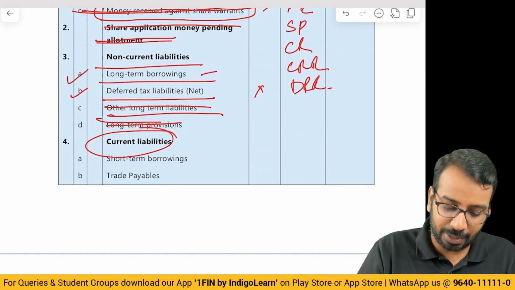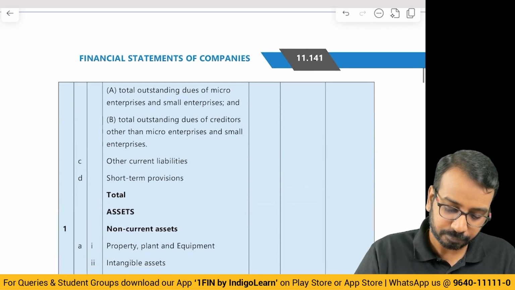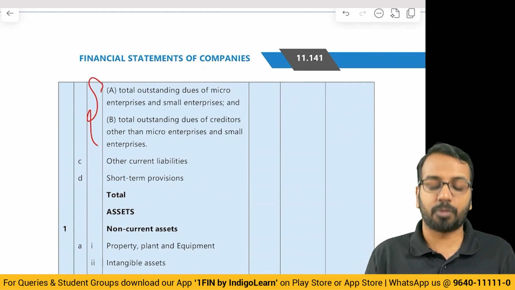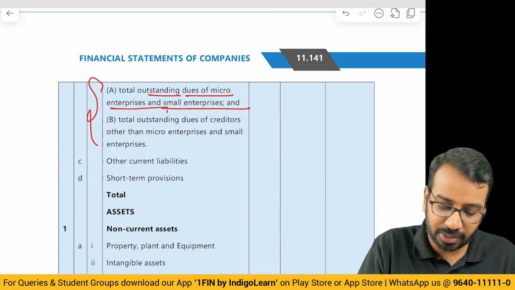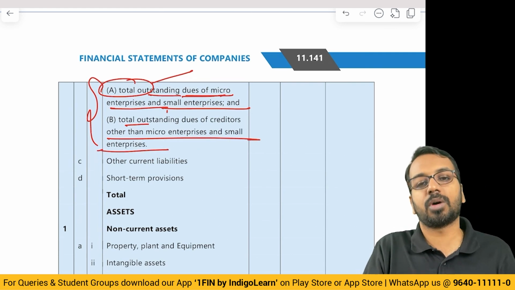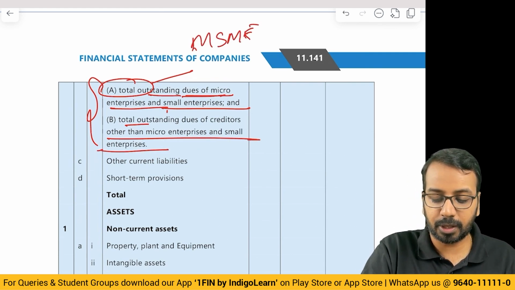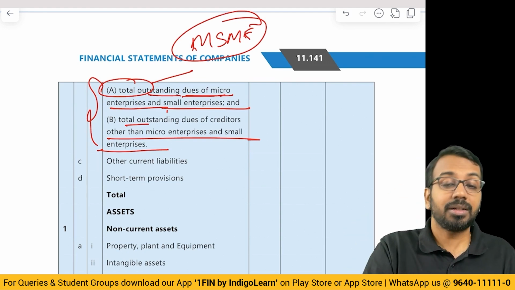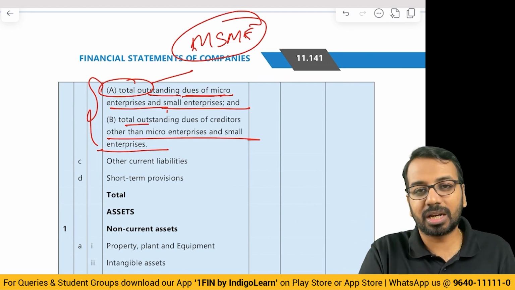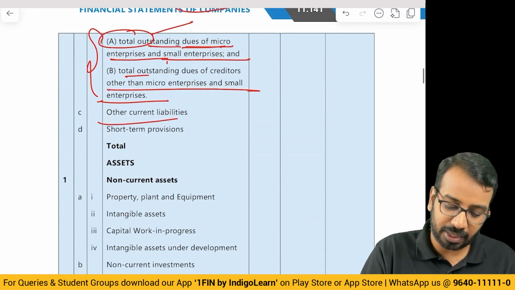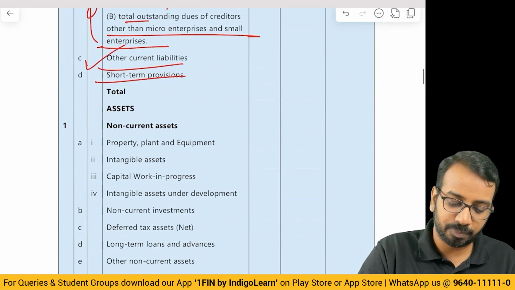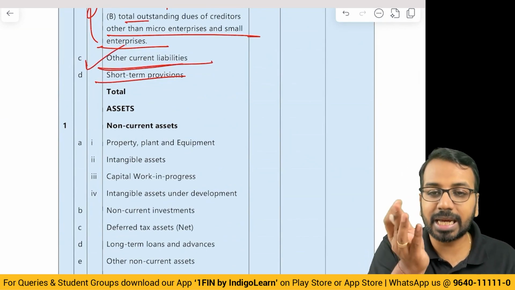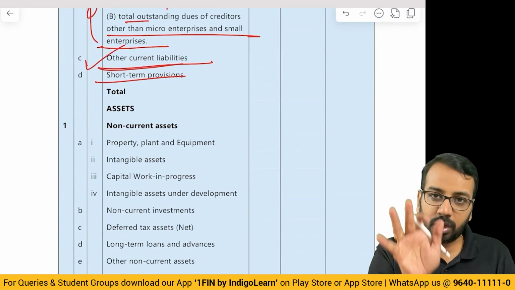Then current liabilities, you have short-term borrowings, trade payables. Now, if the information is given in the question, that is outstanding dues of micro and small enterprises, then you have to break up between total dues of micro and small enterprises and total dues other than micro and small enterprises. MSME outstanding, what we call. If this information is given, then you need to disclose. If the information is not given, no need to write this breakup. Then you have other current liabilities and short-term provisions. Anything other than trade payables and borrowings, you will fit it under other current liabilities. If this amount is directly given in the trial balance, no need of schedule notes.